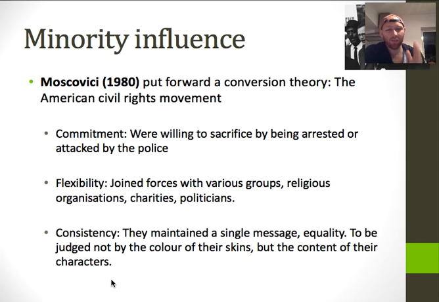Consistency, the message was the same, and that's why it was so effective. Equality. It didn't change halfway through and demand more. It was just straight equality.